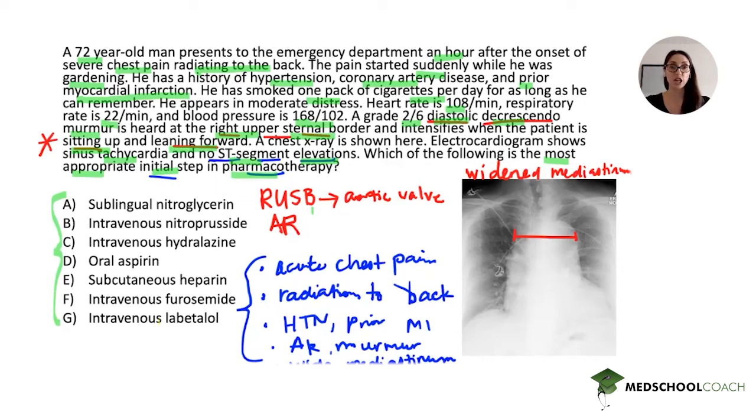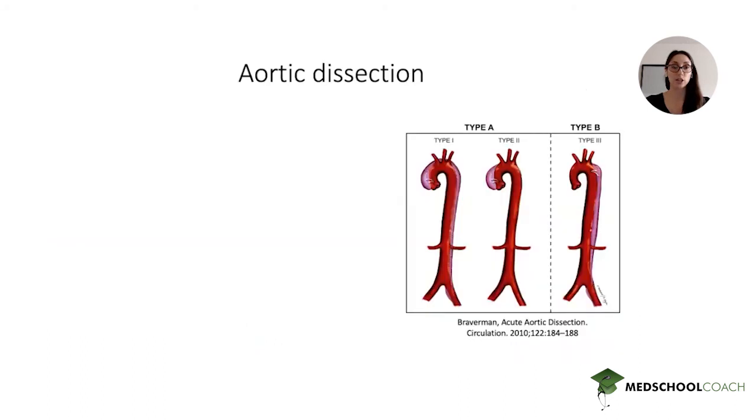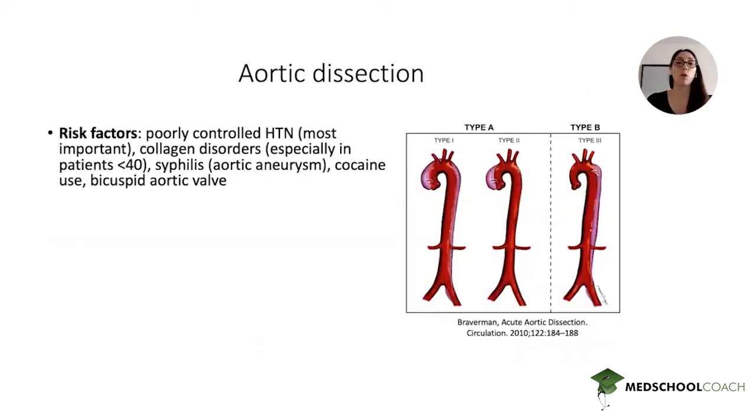So in aortic dissection, there are a number of risk factors. The most important one, first and foremost, is going to be poorly controlled hypertension. In younger patients, especially patients under 40, you might think about collagen disorders. Much less common, but tends to pop up on the boards, is patients who have a history of syphilis, who have aortic aneurysms, patients who use cocaine, or who have bicuspid valves. But first and foremost, poorly controlled hypertension is going to be your number one risk factor.